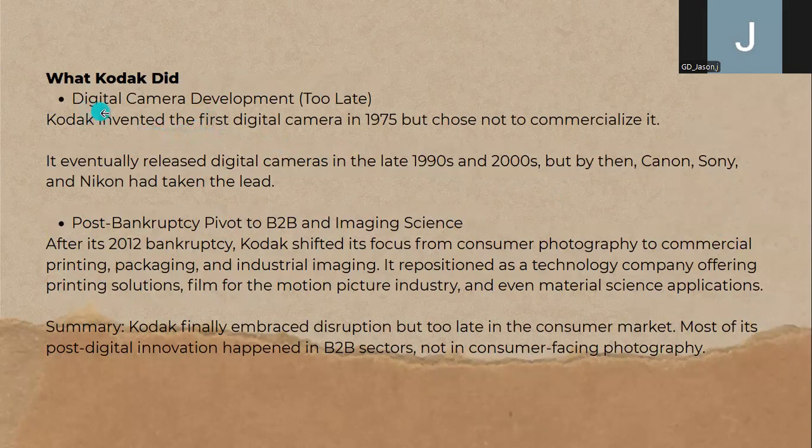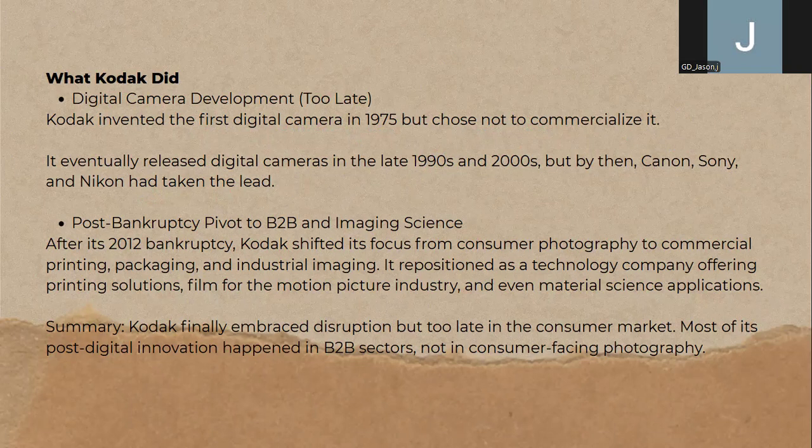And this is what Kodak did. They did a digital camera development, but it was too late. They did invent the first digital camera in 1975, but chose not to commercialize it. They eventually released digital cameras in the late 1990s and 2000s, but by then Canon, Sony, and Nikon had taken the lead. And also the post-bankruptcy pivot to B2B and imaging science. After the 2012 bankruptcy, Kodak shifted its focus from consumer photography to commercial printing, packaging, and industrial imaging.